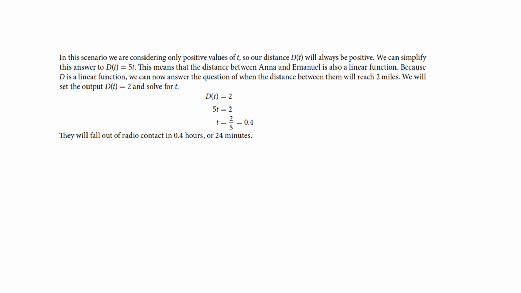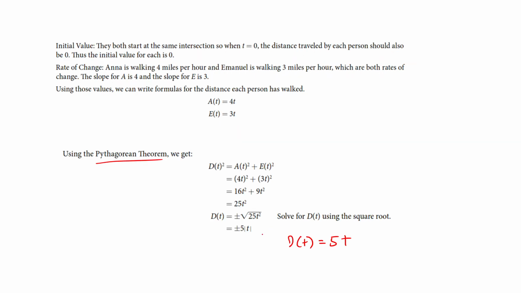Okay, now when is that distance going to be 2 miles? Because that's when their radios are going to cut out. So if we knew this, the distance equals 5t, well, when is it going to be 2? What is the time that's going to make this 2? We'll divide both sides by 5, and t is going to be 2/5 or 0.4.